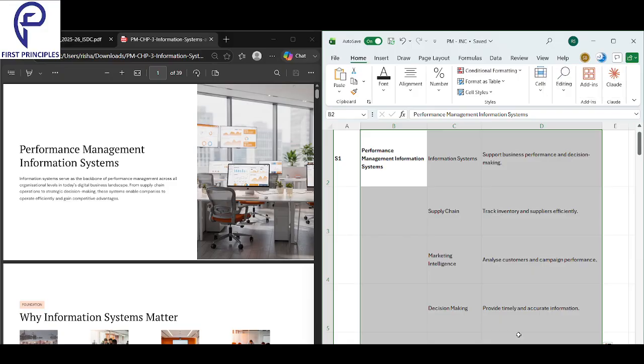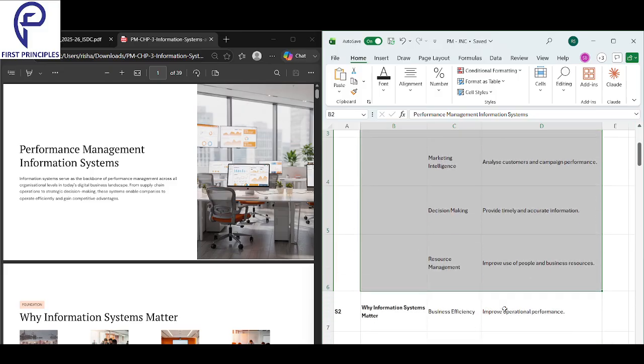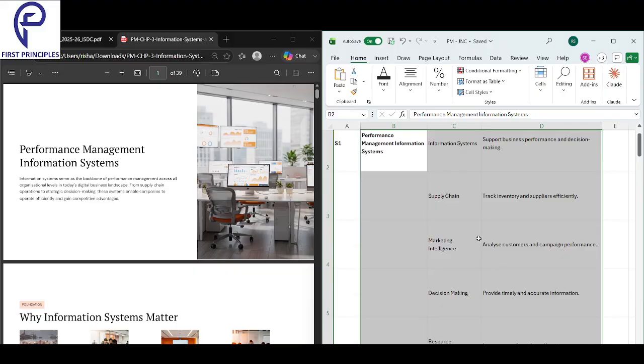Performance management information system. Information is very useful for a company. Why? You can make better decisions. You can make better performance improvement in the future. You can track your inventory and the suppliers both. It gives you better marketing intelligence, what your customers really want. For decision making, it provides timely and accurate information. And next is resource management. It will improve the use of people and business resources. However you're using your people and your business resources, it will really help in managing them, and you will increase the efficiency of those people.